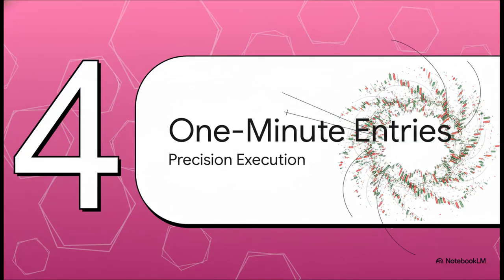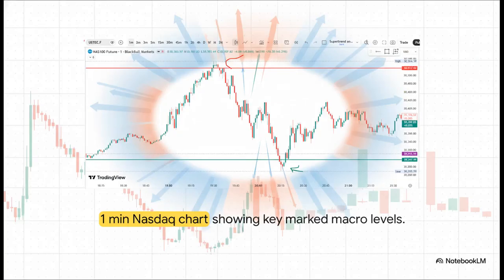Which brings us to part 4, 1-minute entry strategies, where we get into precision execution. All right, now for the really fun part. Boom, we're zooming into the 1-minute NASDAQ chart. Notice how those exact same high and low lines, the red resistance and the green support from our 4-hour chart, they translate perfectly onto this 1-minute execution time frame.